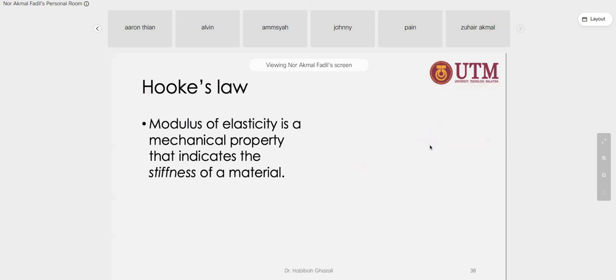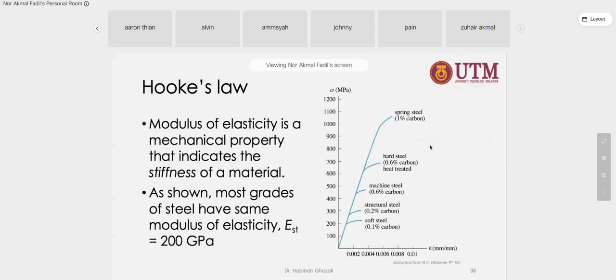So the modulus of elasticity is a mechanical property that indicates stiffness. Remember, stiffness. Modulus of elasticity is a mechanical property that represents the stiffness of materials. Most grades of steel have a modulus of elasticity of about 200 gigapascal. The difference is the fracture strength is different, but the stiffness is similar. Whether you have spring steel, hard steel, machine steel, whatever the steel, mostly the slope is similar.